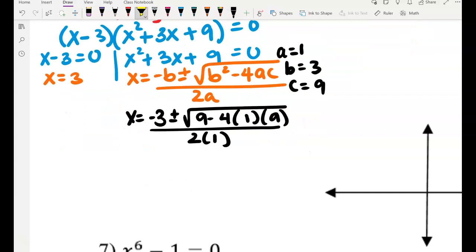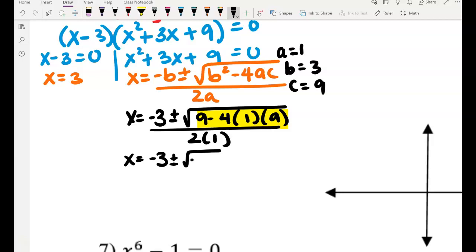Complete that for me, please. 4 times 1 times 9, and then 9 minus that. What do you guys have? Take a minute to solve that for me. What would that be under the square root? Okay, Kevin says negative 27. Natalie, do you agree with your partner? Solving the radical, just under the square root: 9 minus 4 times 1 times 9. Owen, do you agree? Yes. Okay. Is that right?